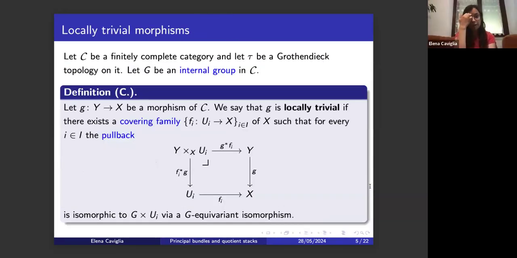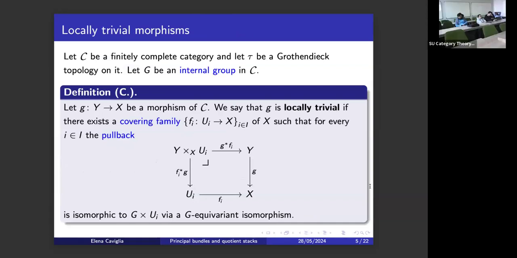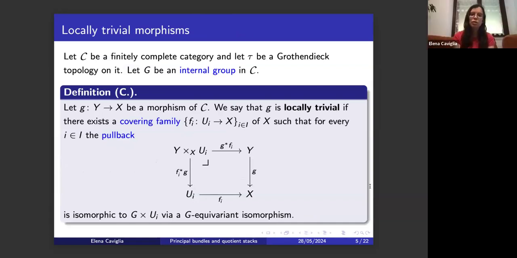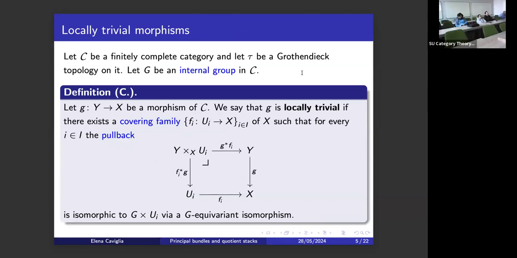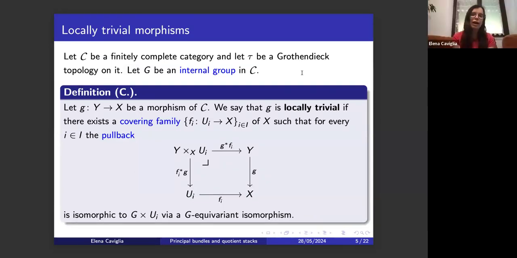So if you remember the blue concepts, the first one was topological group. So we need to replace a topological group with a categorical counterpart. And the most natural thing to do is to take an internal group. So we have our site, so our category with a Grothendieck topology on it, and we take G an internal group. So it will be an object of the category that behaves like a group. So it has an internal multiplication, an internal neutral element, and it satisfies some categorified group-like axioms.